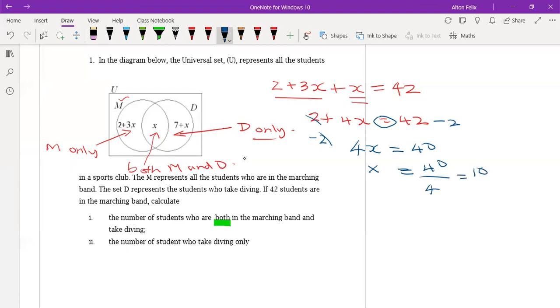So let's put in that information. x will be 10, and that will be the first answer for part 1, the number of students who are both in the marching band and take diving. So we have 10 students here. The number of students who take diving only. Well, we just represented diving only by this region here, 7 plus x. So if x is 10, the number of students who take diving only will be 10 plus 7, which will be 17. Let's look at question number 2.